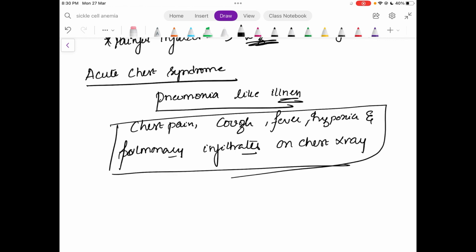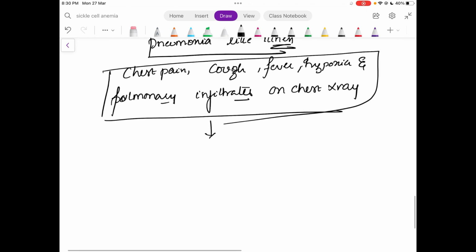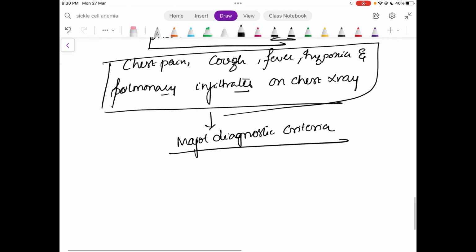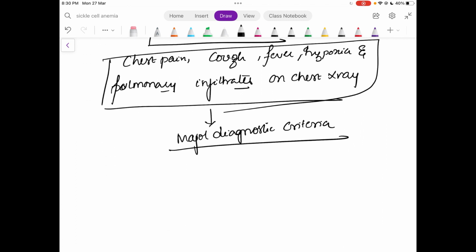If these symptoms are present, then it is a major diagnostic criterion for acute chest syndrome in sickle cell anemia. If symptoms like chest pain, cough, fever, and hypoxia with pulmonary infiltrates on chest X-ray are present, they confirm that the patient is having acute chest syndrome.